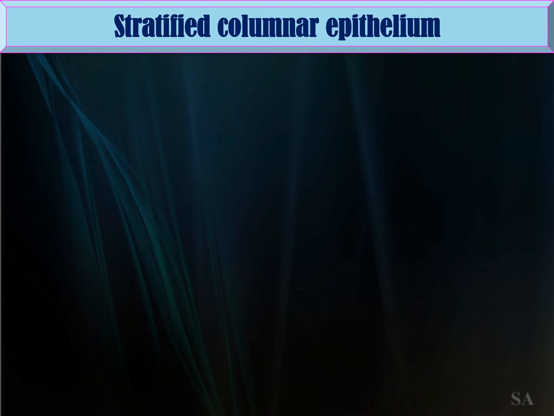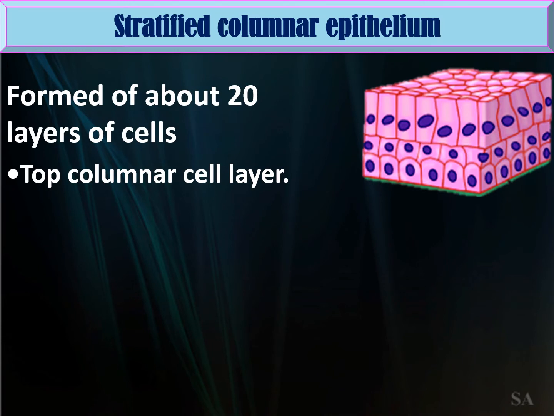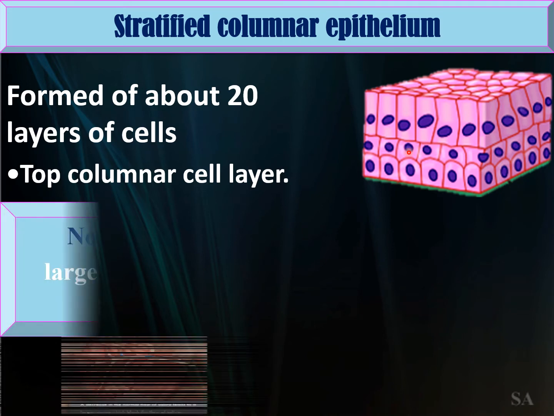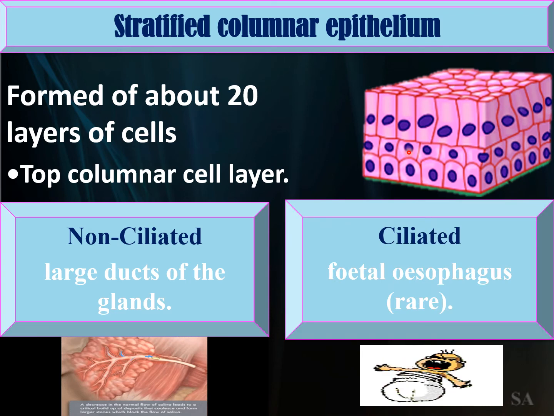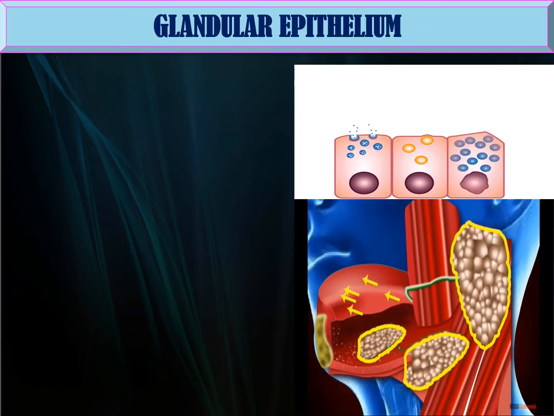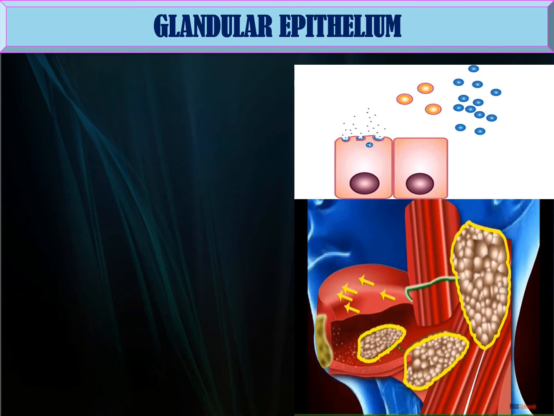Now, the last type of stratified epithelium is stratified columnar epithelium. It is the same as stratified squamous epithelium, but it is formed of about 20 layers of cells and the top layer is columnar in shape. It has two types, non-ciliated and ciliated. The non-ciliated is present in the large ducts of the glands, and the ciliated is rare, present only in fetal esophagus. Now, we'll talk about the glandular epithelium.